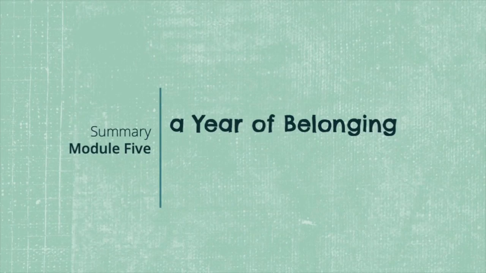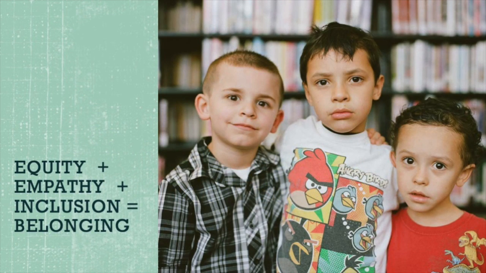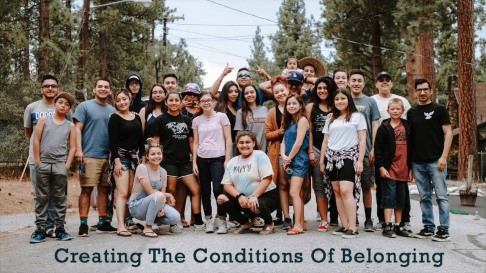So here we are at the close of Module 5, Equity, Empathy, and Inclusion. And they really make up an equation. When you put those three together, it equals belonging. And of course, that's our focus, to create the conditions of belonging.